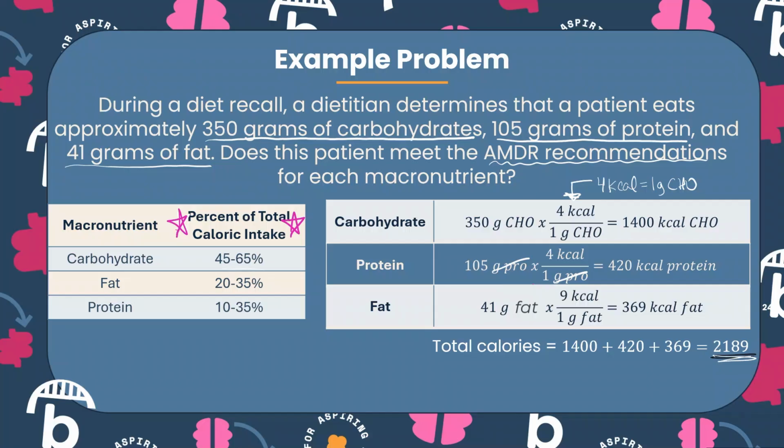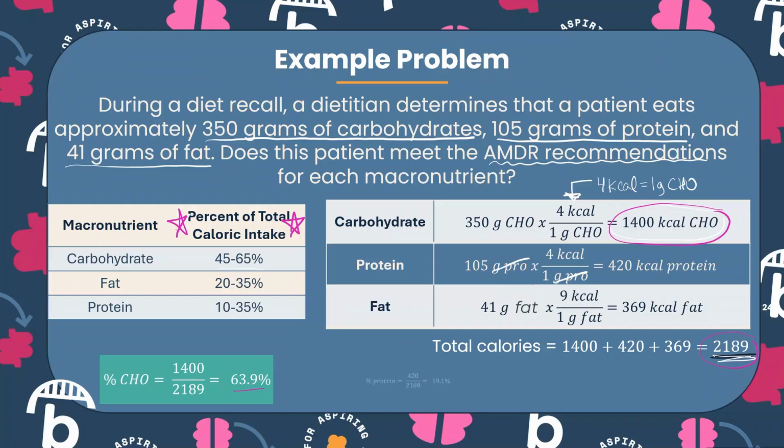Carbohydrates is 45 to 65% of total calories. So they're taking in 1,400 kilocalories from carbohydrates out of 2,189. This is a straight percent calculation. Specific outcomes, 1,400 carbohydrate calories divided by total outcomes, 2,189 calories, is 63.9%, which just squeaks in under the 65% mark. We'll do this again for protein.